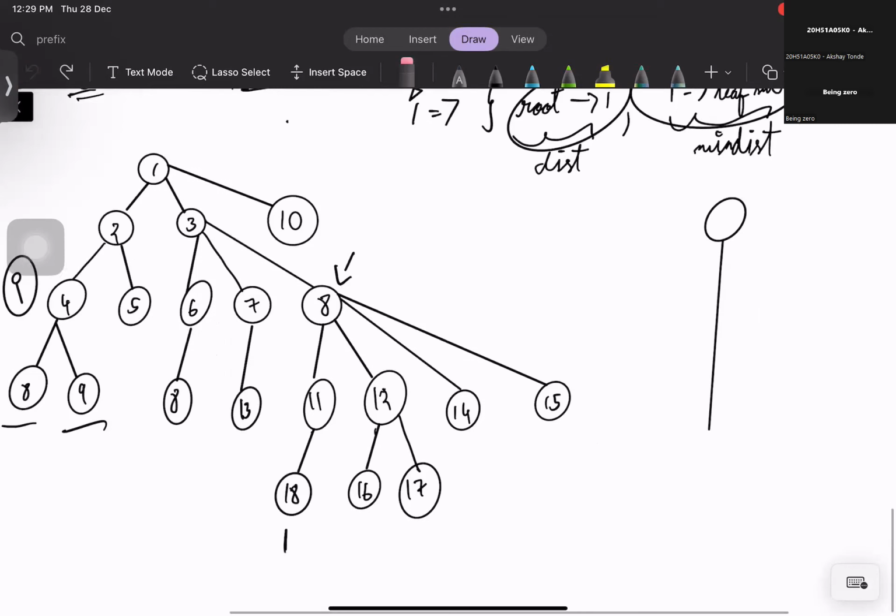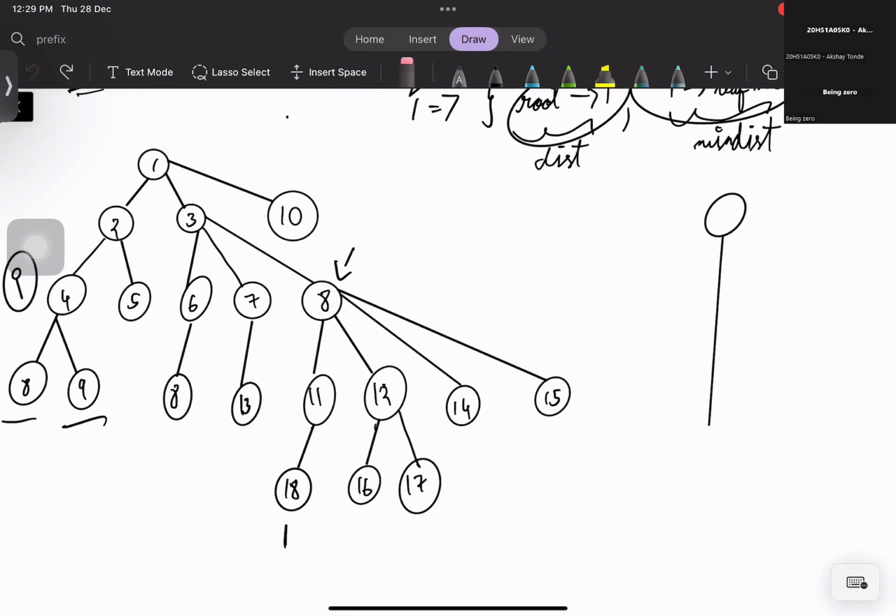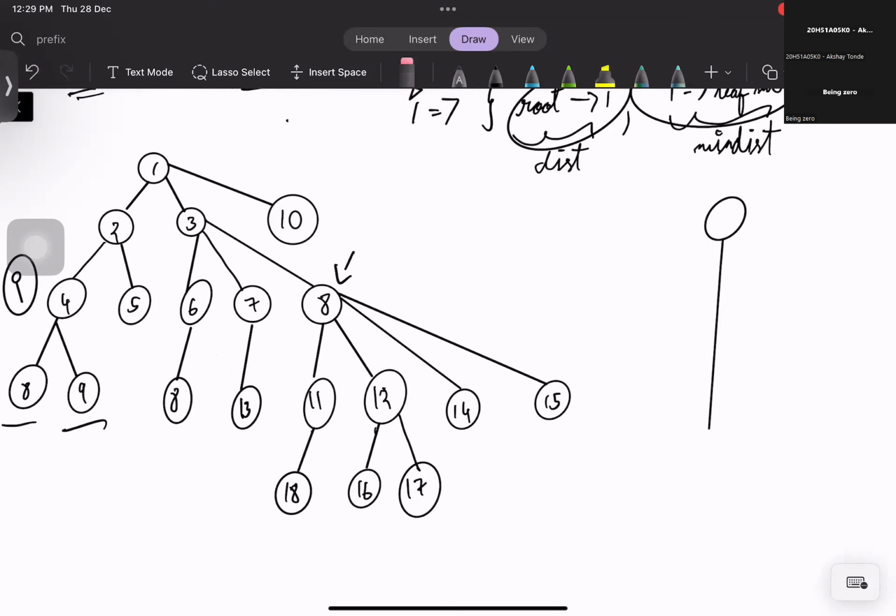Let's consider it for 8. Okay. So for that, we can assume the distance is 0 at every leaf. Okay. So I'm just solving it for this subtree. Similarly, it holds for all. So now, when we are going to 11, it would be the minimum distance to any leaf plus 1. Right. So which is 1 here, because minimum distance is 0 and it's 1.